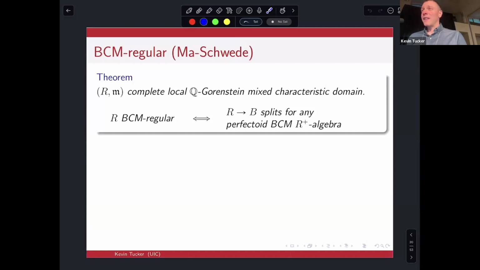As we saw before, the splinter condition asked that R split off of R+. And we knew that R+ was big Cohen-Macaulay. So you could ask that you get splittings off of bigger big Cohen-Macaulay algebras, and that would lead you to what they were looking at when they first defined BCM-regular.